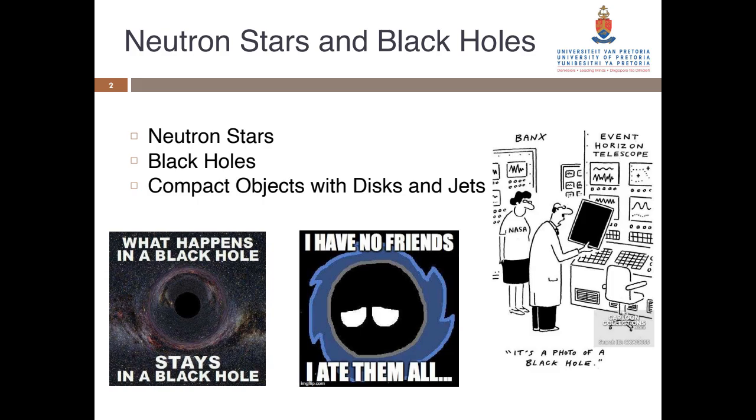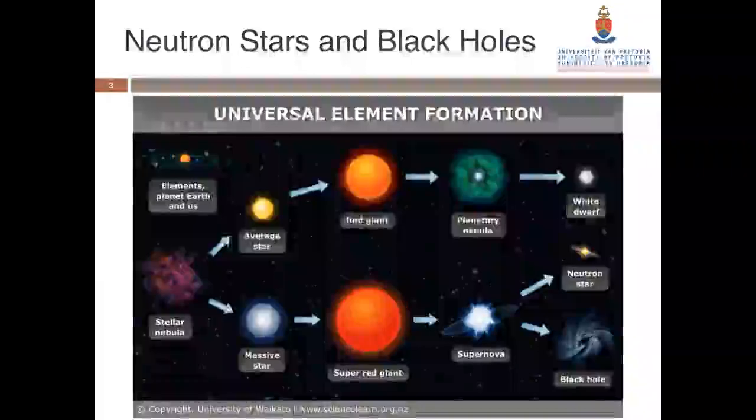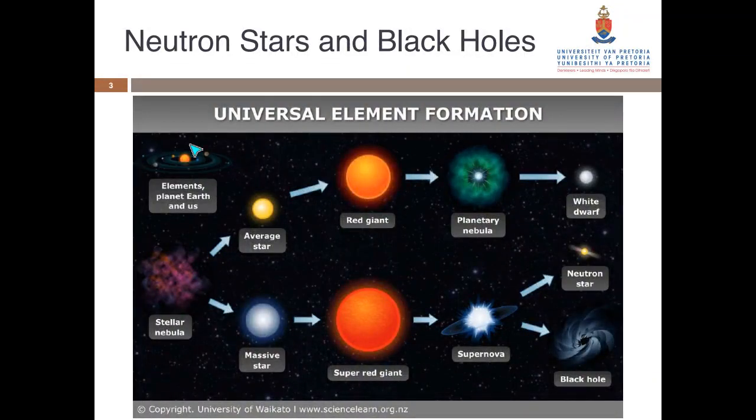So, in a previous lecture, we learned about the Chandrasekhar limit. What happens if we take degenerate matter and add more degenerate matter to it? Before we get to a black hole and the other cool stuff, we have done this first part. An average type star becomes a red giant, then a planetary nebula, and then ends as a white dwarf. If we have a massive star, it becomes a super red giant, a supernova, and then, depending on how much mass it has, it will either become a neutron star or a black hole.